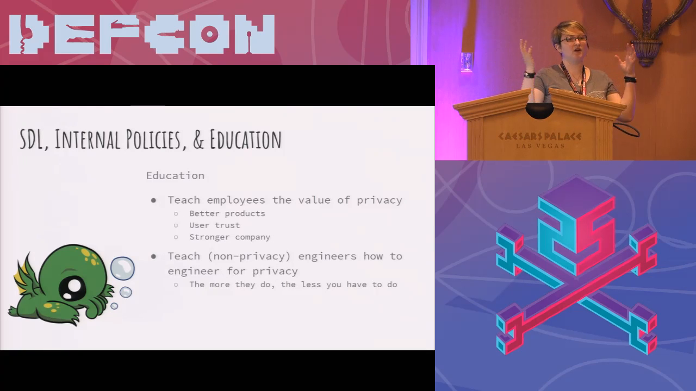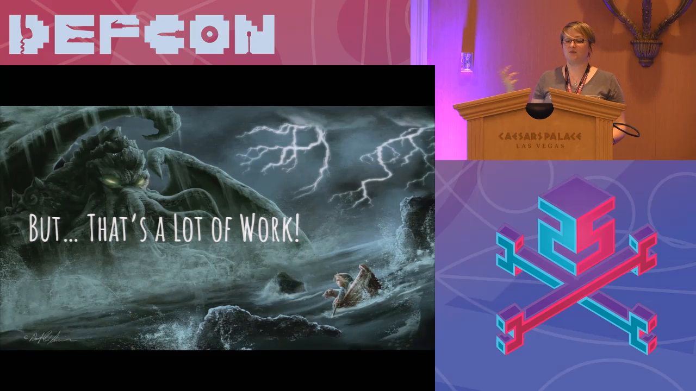And then also teach your non-privacy engineers how to engineer for privacy. This relates to it being the done thing. You want the first thing that your engineers think of when they need to deal with PII to be, okay, well that means it goes into this system and it's handled in this way. You don't want them to do it in whatever other way they've learned. You want them to do it your way, so teach them that way. Teach them how to do it right from the very beginning. Because the more they do, the less you have to do.